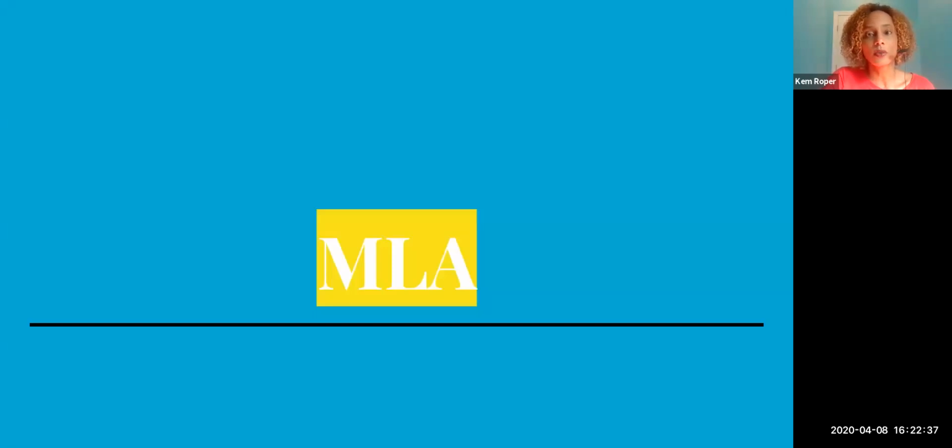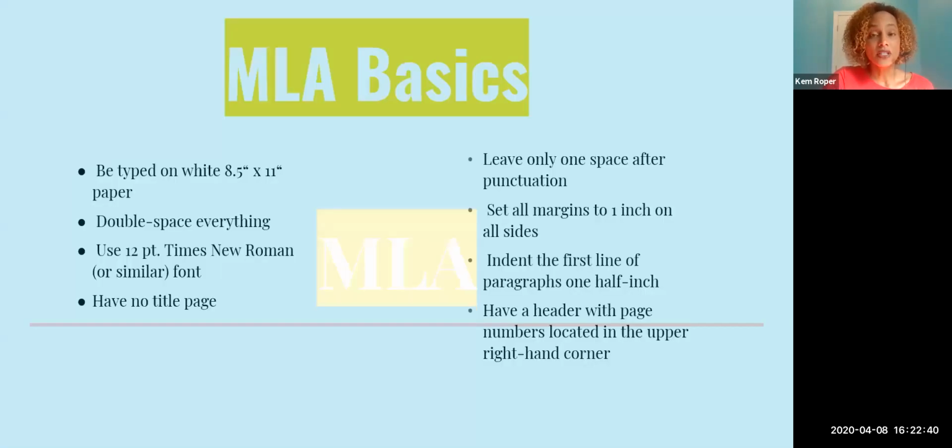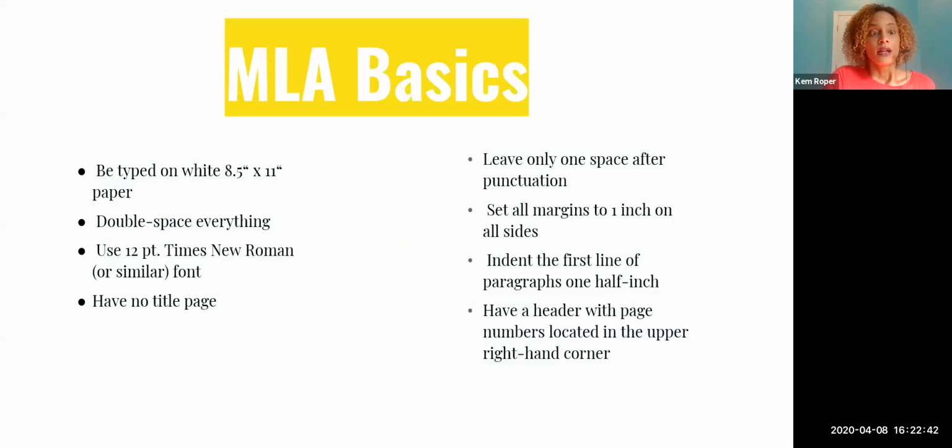Now we'll talk a little bit about MLA. Very similar. You would double space everything in MLA as you do in APA, 12-point font. The difference with MLA, though, is that there is no title page. You want to leave one space after punctuation, set all margins to 1 inch, indent the first line of paragraphs by ½ inch, and you would have a header at the top of each page, which includes the author's last name and the page number.